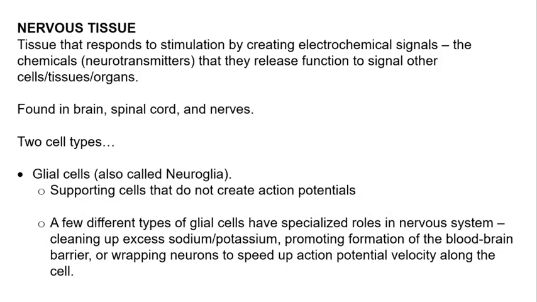The second cell type are the glial cells, or the neuroglia, and these function as supporting cells in the nervous system that do not create action potentials. Instead, they perform functions that neurons are too specialized to do, such as cleaning up excess sodium and potassium in the nervous tissue, promoting formation of the barrier between the blood and the brain, or some of the glial cells wrap neurons in order to increase action potential speed.